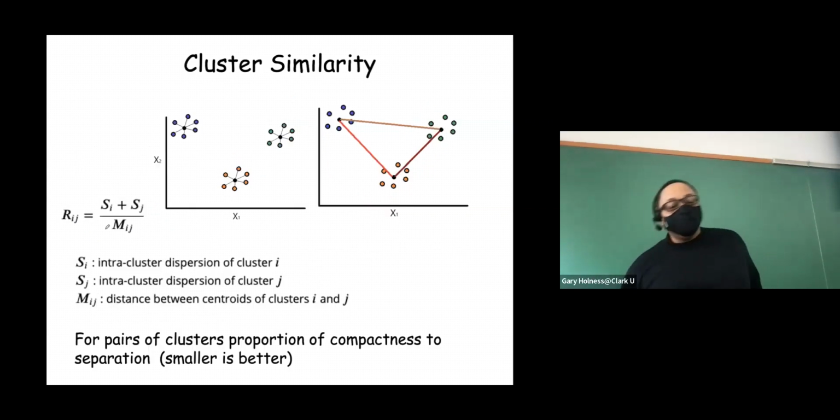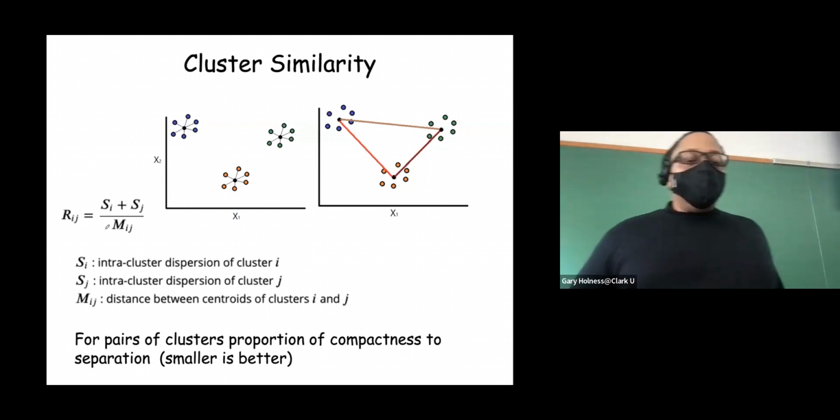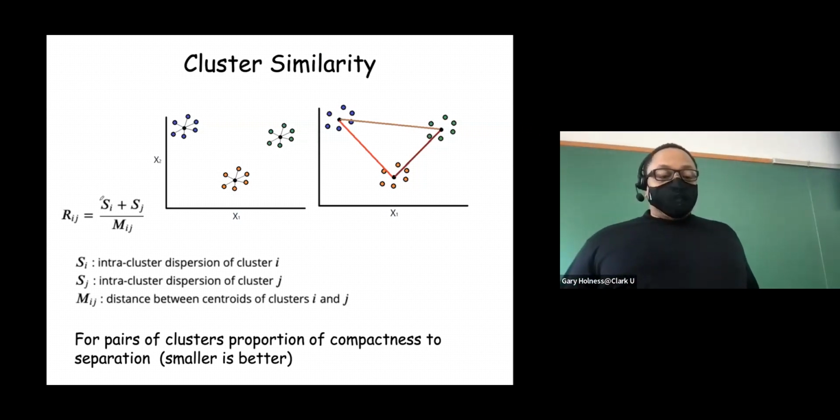And so now we talk about the cluster similarity. We mix together a proportion of 2 things, the sum of the compactness for the ith and the jth cluster, and we divide that by the dispersion or the separation between the ith and the jth cluster. That's going to be our Rij value. Does that make sense? Okay.